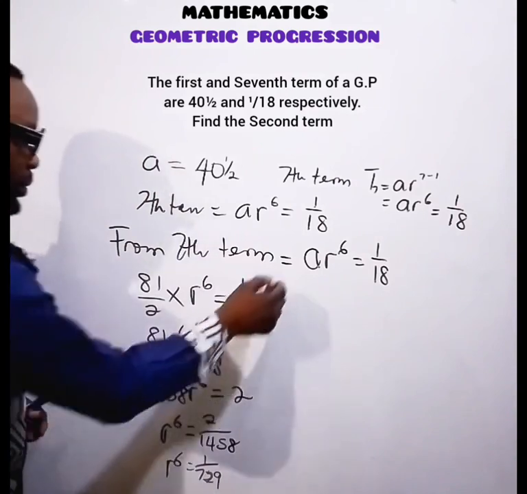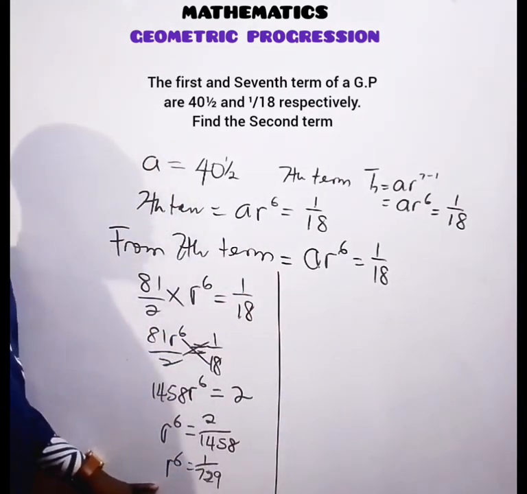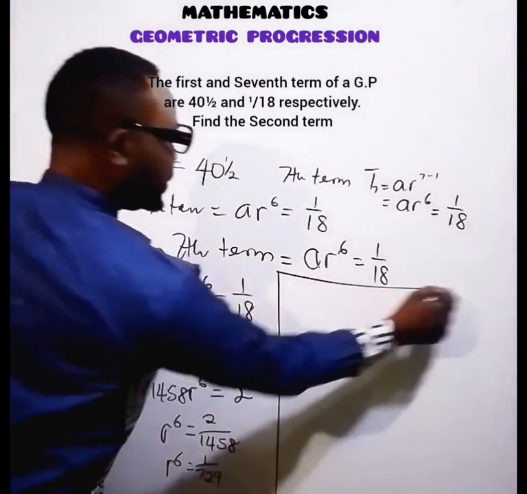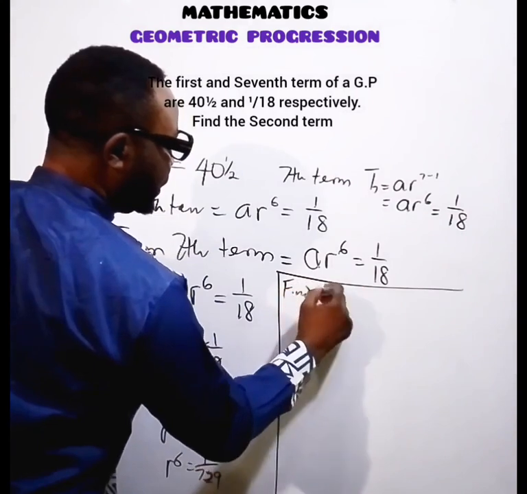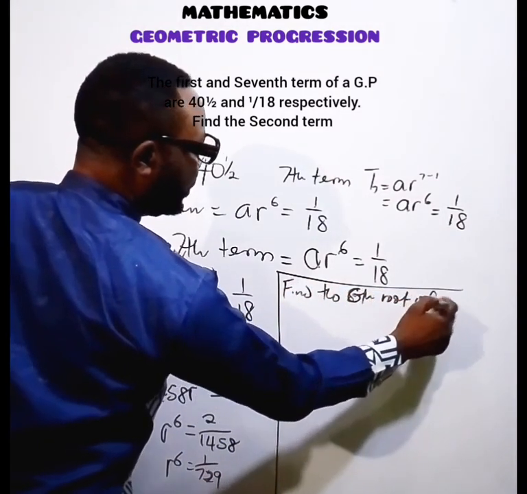Now, for us to find the value of r, we have to find the sixth root of both sides.